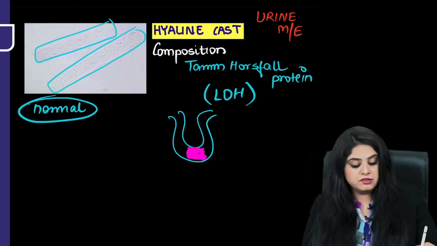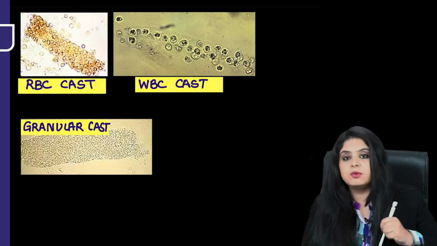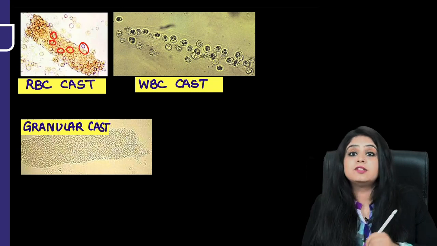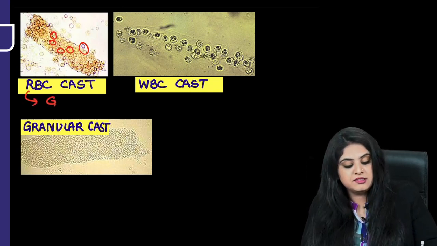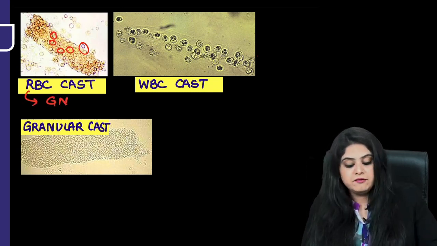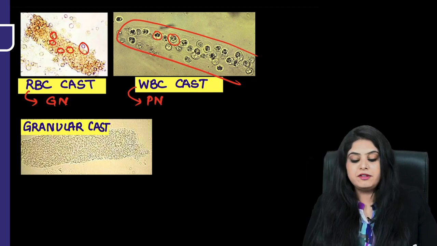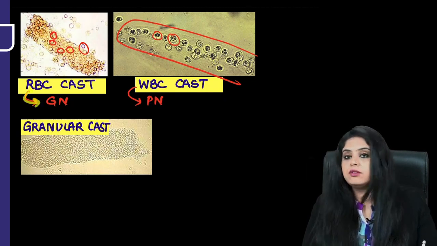But on top of this, if something else starts coming out, if I say that RBCs are coming out along with that, you say RBC cast. RBC cast is seen in glomerulonephritis. If on top of that cylinder some WBCs start coming out, I will say WBC cast, that is seen in pyelonephritis. So RBC cast in glomerulonephritis, WBC cast in pyelonephritis.